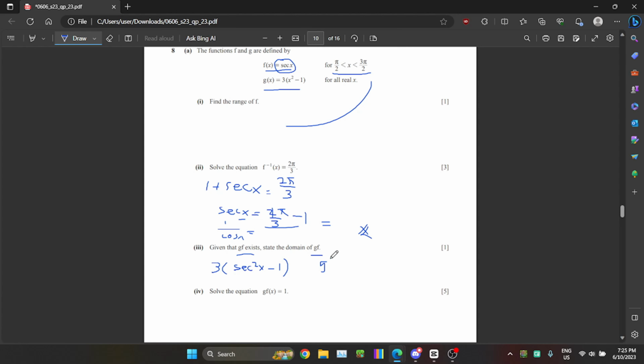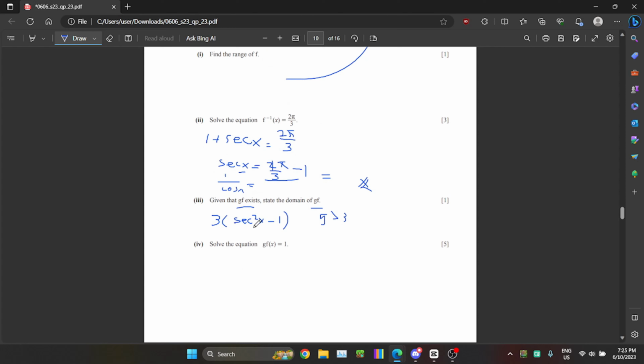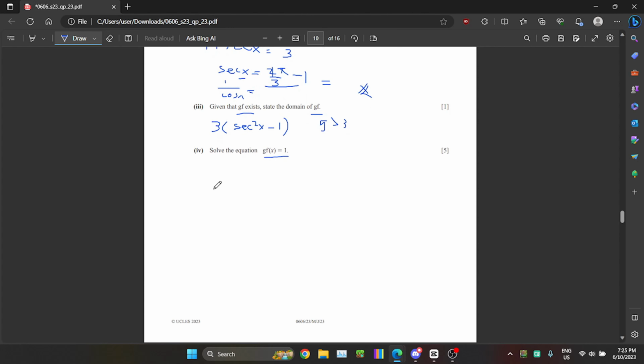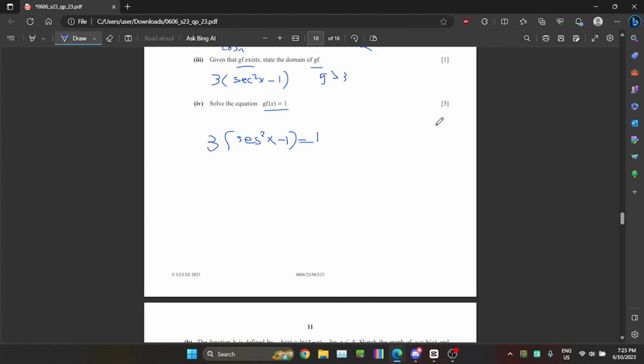Oh yeah, g should just be greater than 3. Alright, why am I bothering with that? Solve the equation where this equals 1. So 3 sec square x minus 1 equals 1. Alright, what? 5 marks? How is this 5 marks? So easy. I'm being scammed.